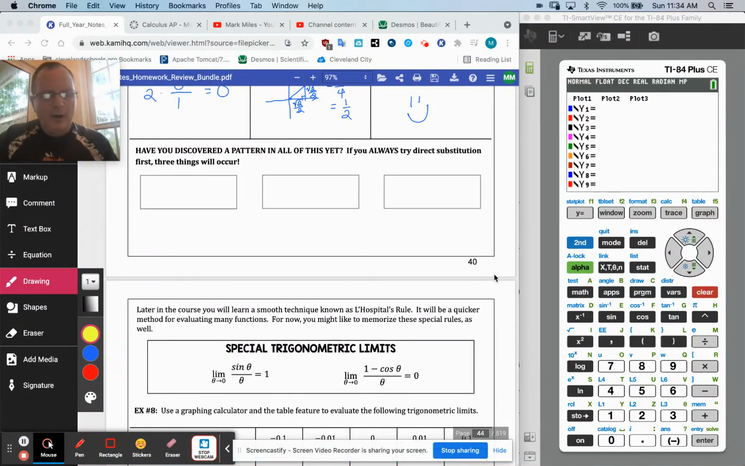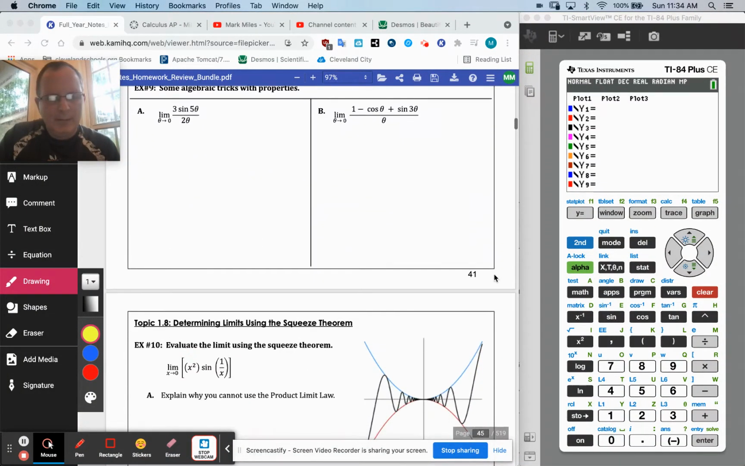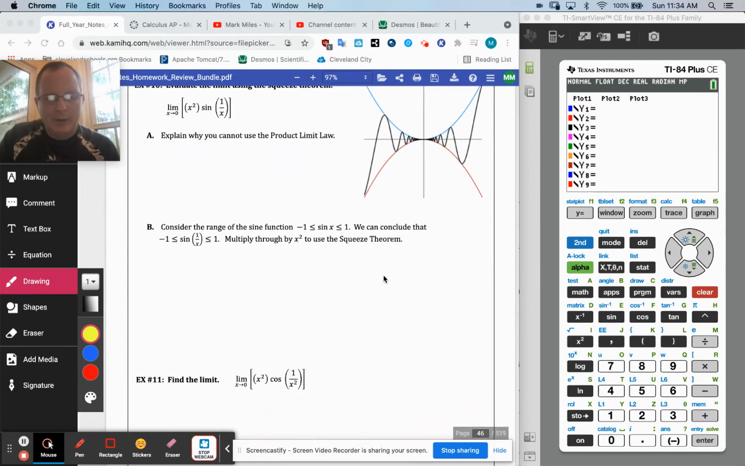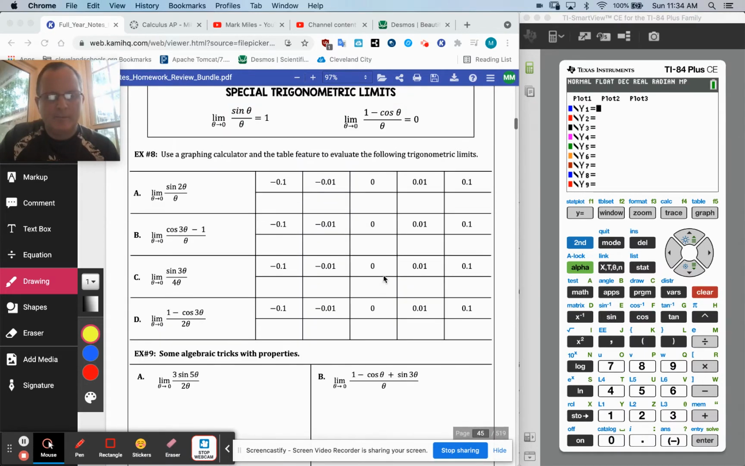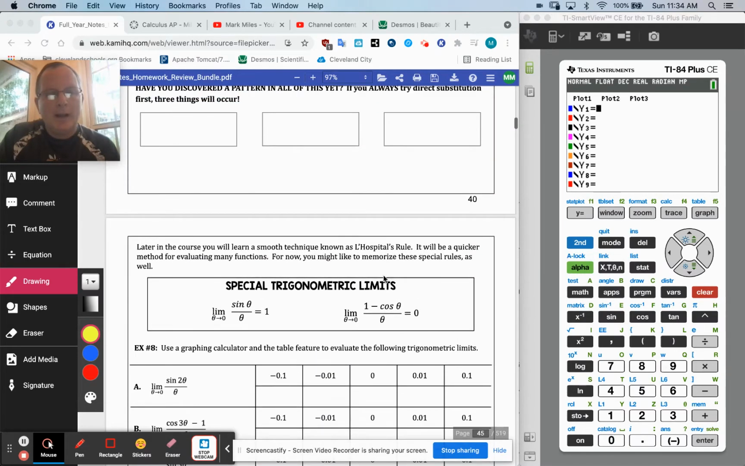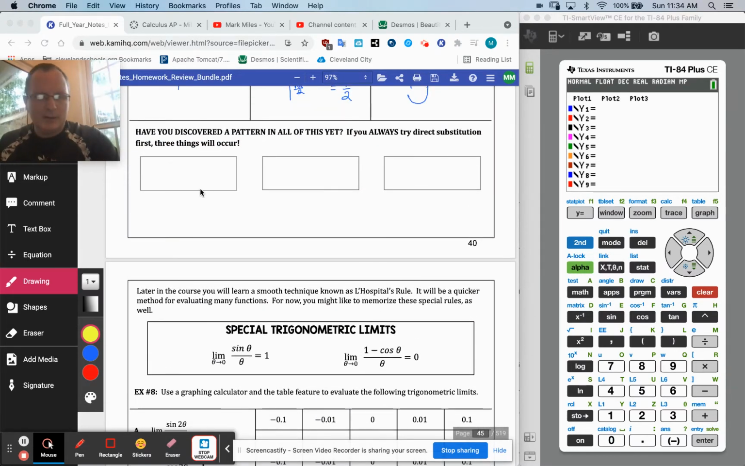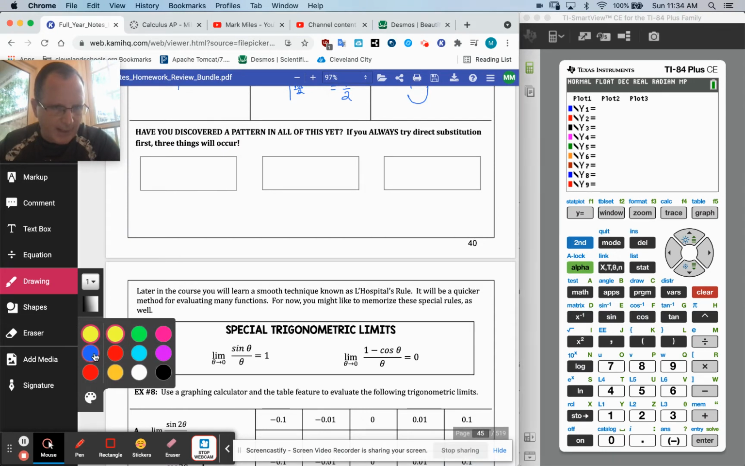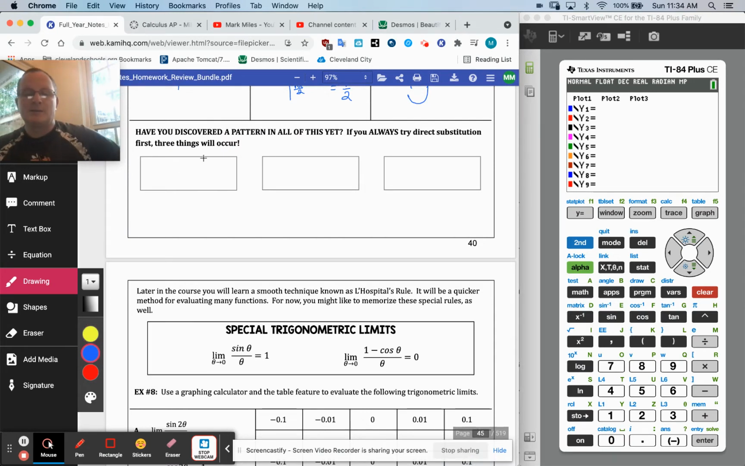Okay, all right. So just a little bit more on this one, and we've got a pretty cool thing happening down here on example 10. I like this little moment to talk just for a second about what happens if you always try a direct substitution first. So what's going to happen?